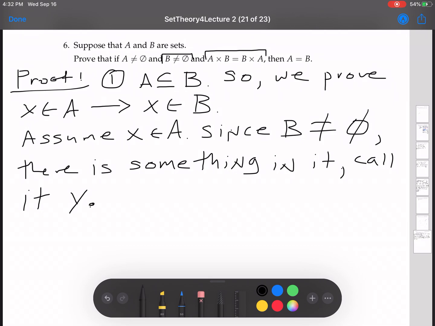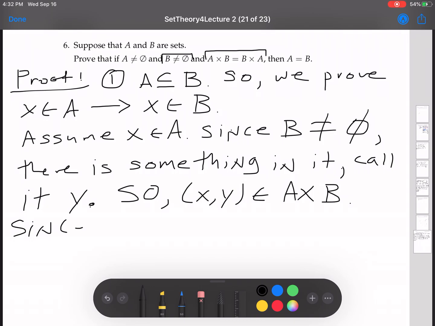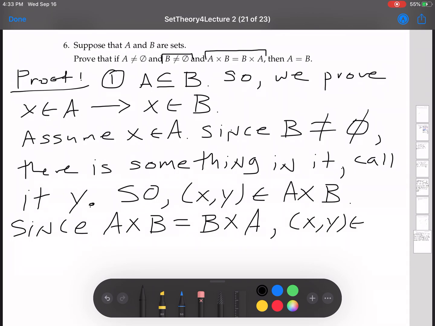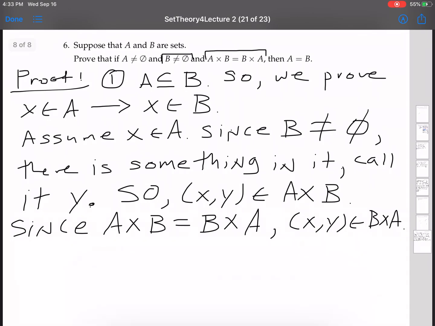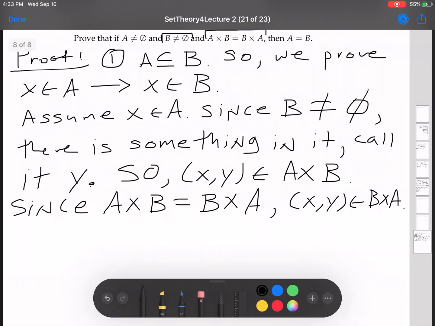Okay, so y is in B, x is in A. So xy is in A cross B. Now we can use the assumption. Since A cross B is the same as B cross A, and we know xy is in A cross B, xy is also in B cross A. Now break it back down. If xy is in B cross A, that says that x is in B and y is in A.